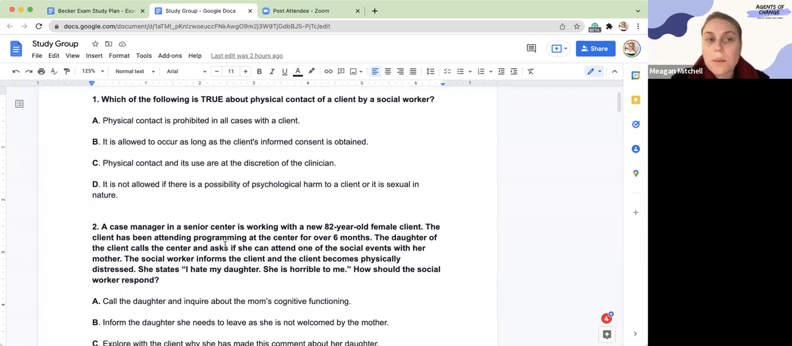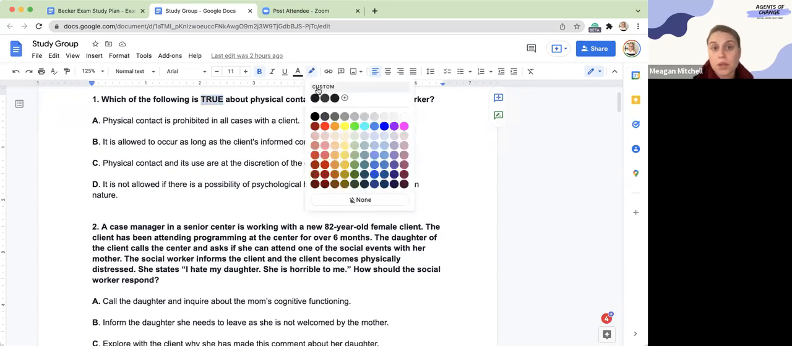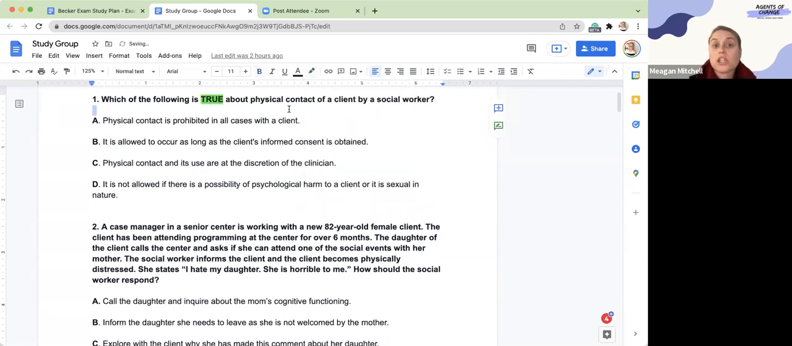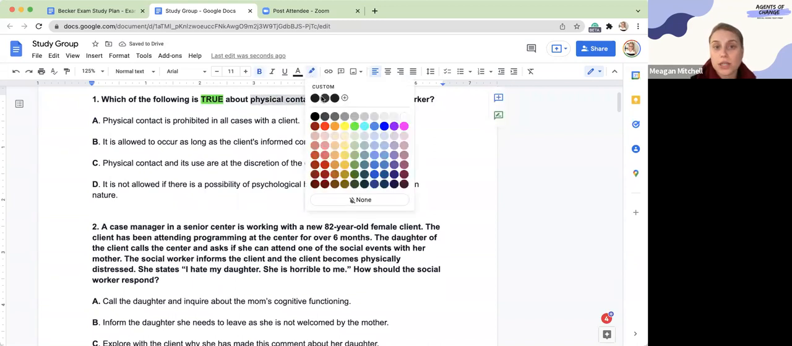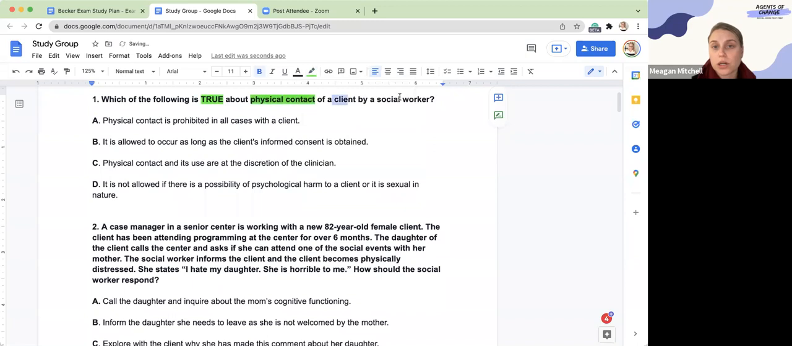So number 1, which of the following is true about physical contact of a client by a social worker? So very straightforward question. We are looking for the one that is true or correct. So only one of these is going to be correct. So I'm going to highlight which is true about physical contact between a client and a social worker.